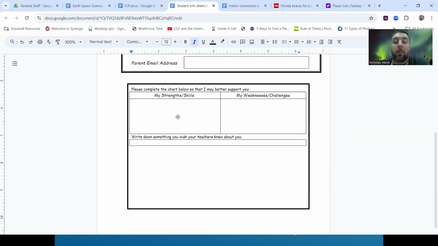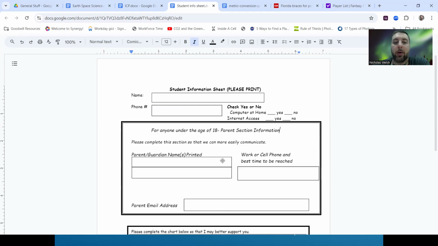The upper left box is where you're going to put anything that you feel like you're good at, any strengths or skills. In the upper right box, you're going to put anything that you struggle with. It could be reading, writing, math, whatever. And then down at the bottom, anything that I need to know about you to better help us interact together. Do you have a preferred name versus your given name? Do you have preferred pronouns? Is there anything else that I need to be aware of that might come up? Jot that down in a note and let me know so we can better get through the class.